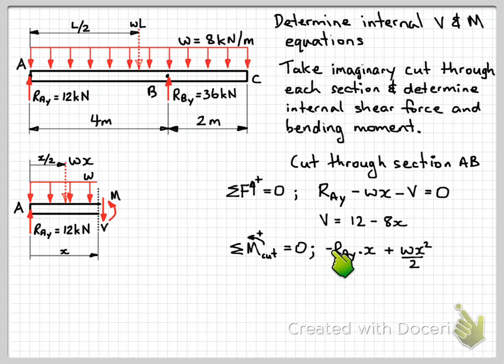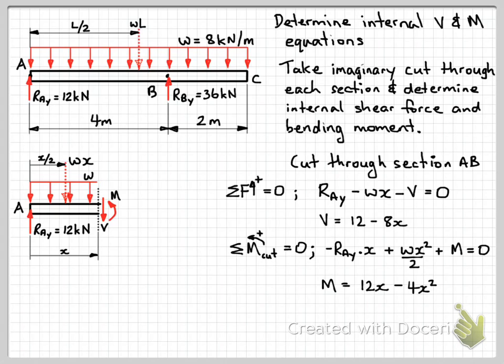And note that we had a negative moment here for the moment effect of R_Ay because it was going clockwise around the cut end, plus our moment, which is anti-clockwise, all equal to 0, and then we can rearrange that to get our equation for the internal bending moment between points A and B. Okay, so note that this equation that we've calculated here is only valid for the section between the points A and B, where we've got a change in the loading. That's where this equation is valid until.